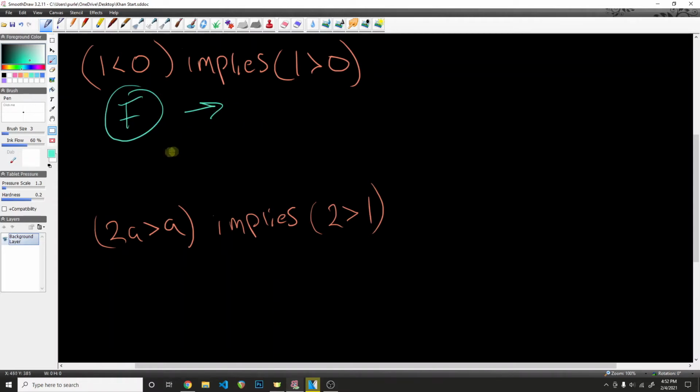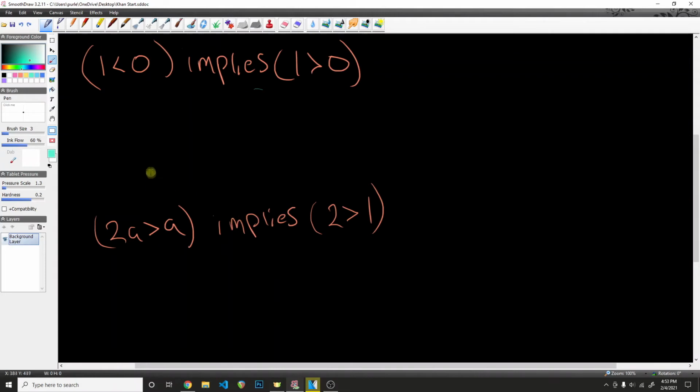As we've said before, if P is false, then P implies Q has to be vacuously true. So in this case, it really doesn't matter what's going on here on the right-hand side because the left-hand side is false, and therefore this statement is always going to be vacuously true.